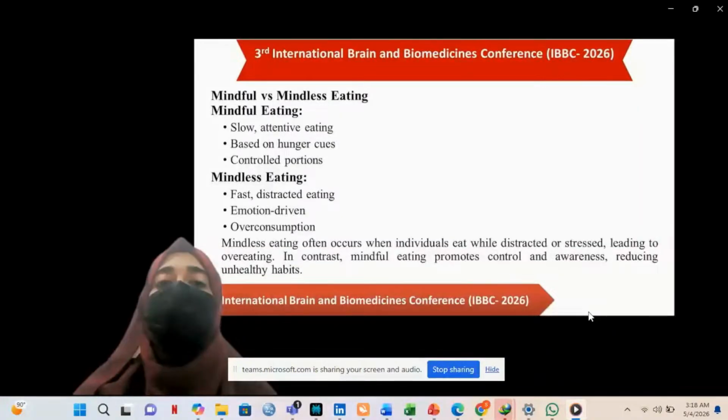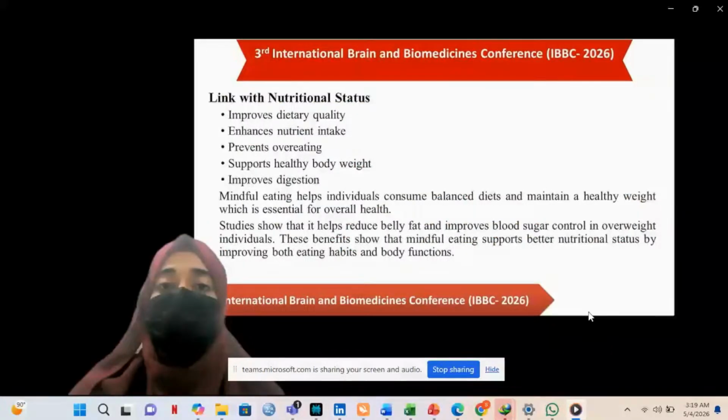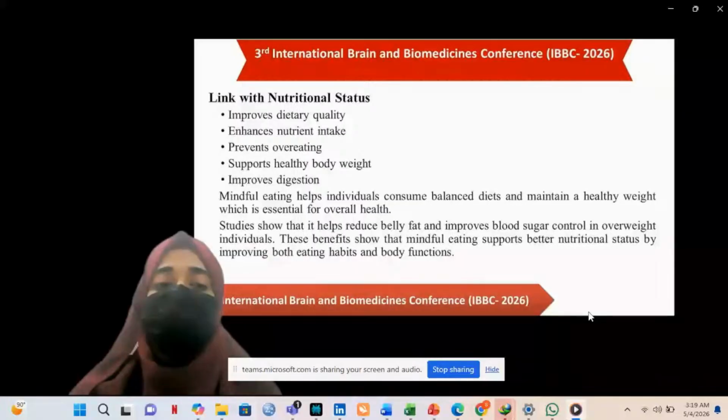What is the role of mindful eating with nutritional status? What is the link? Mindful eating improves dietary quality. It also enhances nutrient intake, prevents overeating, supports healthy body weight, and improves digestion. Mindful eating helps individuals consume a balanced diet and maintain a healthy weight, which is essential for overall health. Studies show that it helps reduce belly fat and improve blood sugar control in overweight individuals. These benefits show that mindful eating supports better nutritional status by improving both eating habits and body functions.